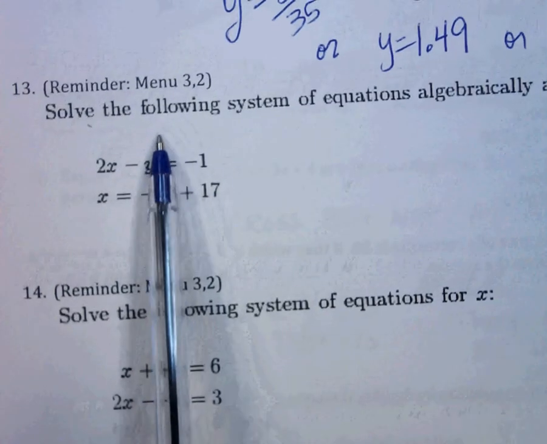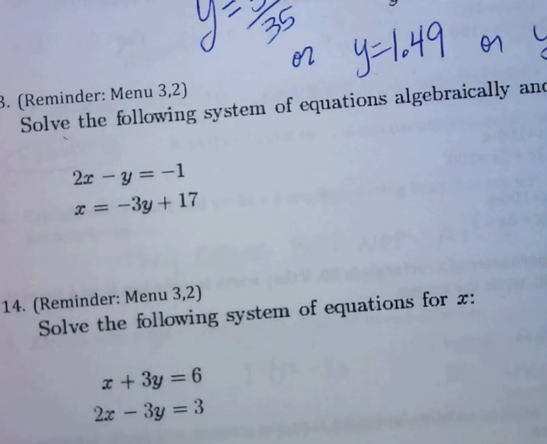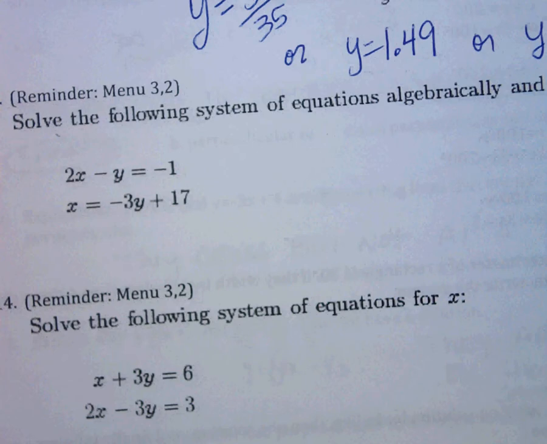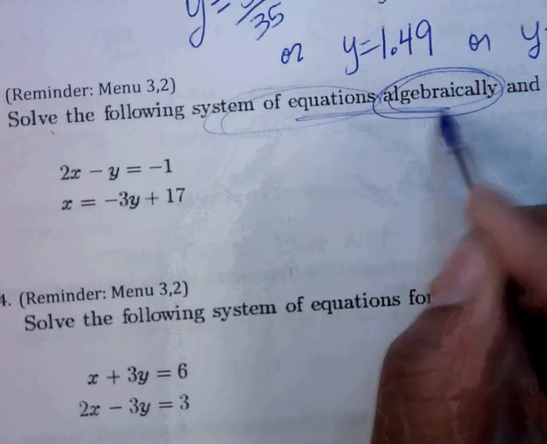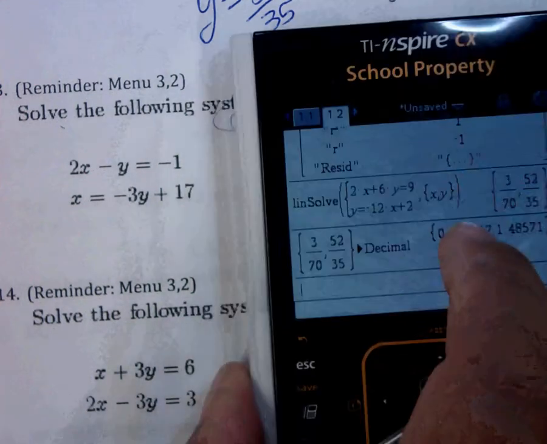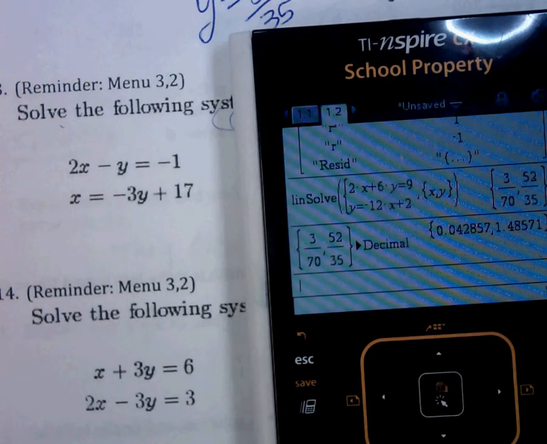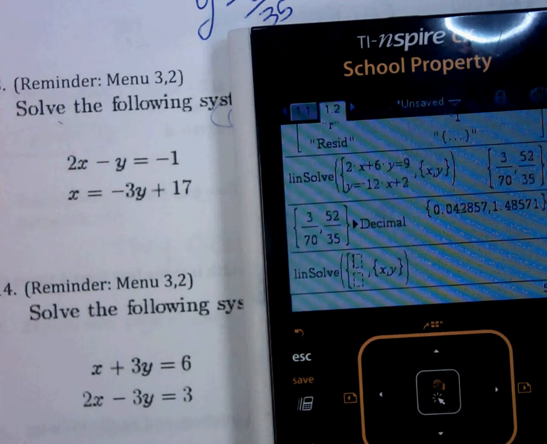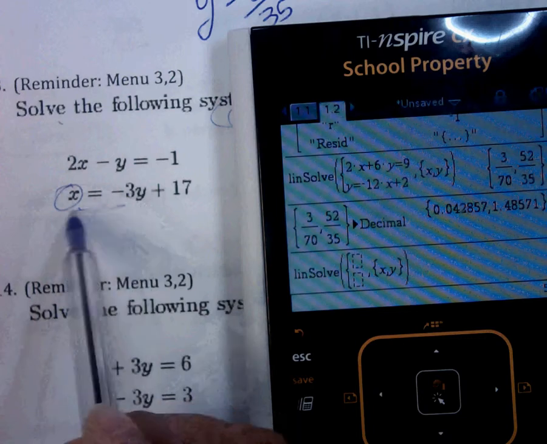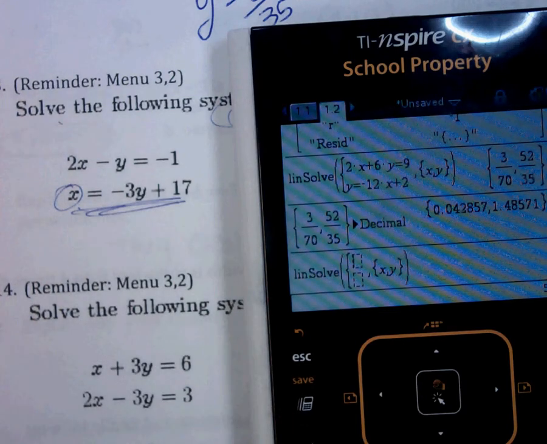Number 13, solve the following system of equations algebraically and check. Let me bring it down so you can see it. Yes, it says solve it algebraically. I want an answer because we haven't done it algebraically yet. So menu 3, 2, use x and y. I put this on there because it's solved for x. Do you see that? So we need to go ahead and type it in as we see it.